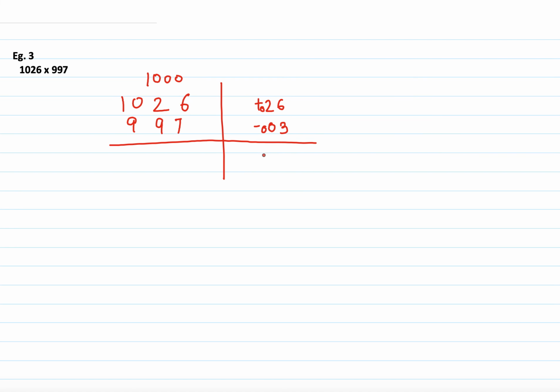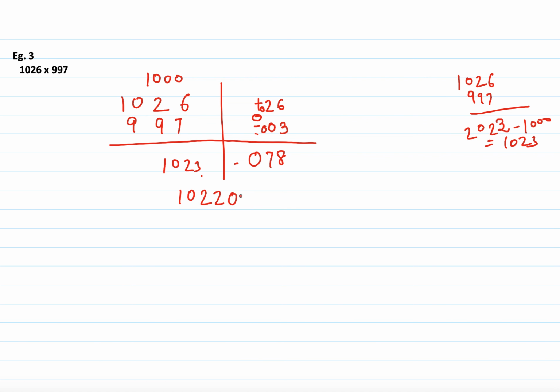Okay, multiply 26 into 3, you will get 78. So 078. Add 1026 plus 997. What will you get? You will get 2023, minus the base, which gives 1023. So here we will write 1023. But whenever they have opposite signs, here it was plus and here it was minus, so now the minus sign will come. Actually, you have to take it as minus 1. This minus 1 will come here and be subtracted. So your answer will be 1022078.